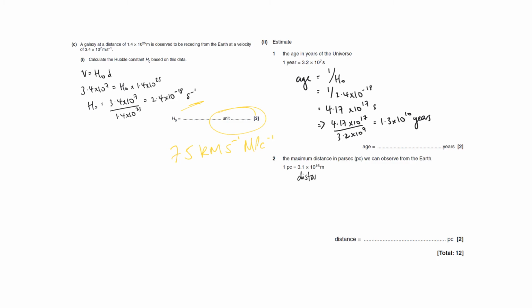For question 2, the maximum distance in parsecs we observe from Earth. So we know that the distance is velocity times time, and we know the velocity is 3 times 10 to the 8, speed of light, and we know the time taken is 4.17 times 10 to the 17. So the total distance since the beginning is 1.25 times 10 to the 26 metres, but we're asked to find it in parsecs. So to do that, we do 1.25 times 10 to the 26 and divide that through by the number of metres in 1 parsec, 3.1 times 10 to the 16 metres. And then our final answer, 4 times 10 to the power of 9 parsecs.